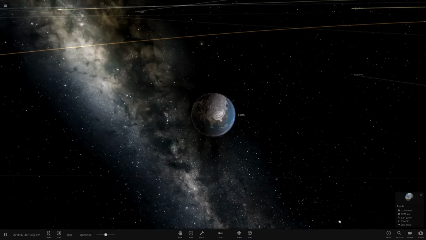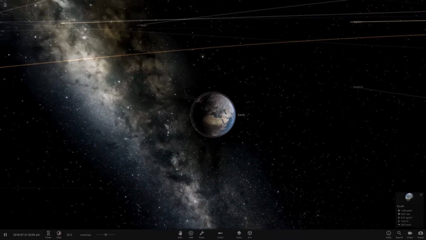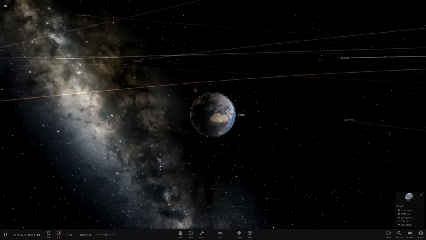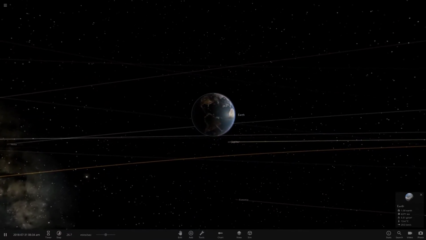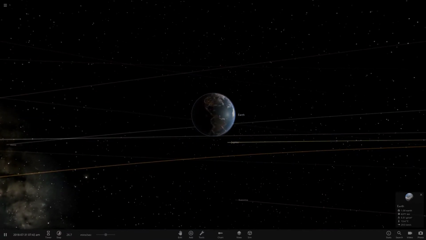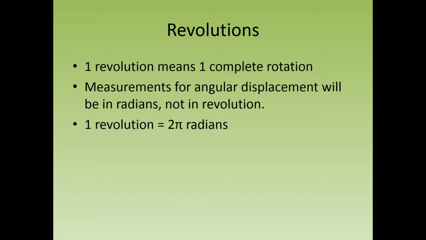You may have heard the term RPM, which stands for revolutions per minute, which describes how fast an object is spinning. The term revolution specifically defines one complete spin or complete rotation. Using the Earth as an example, it completes one revolution when 24 hours of time has passed. However, we will not be using revolutions as a unit of measurement for angular displacement, but instead, radians will be used. As you may remember from the unit circle, one revolution would equal 2 pi radians.